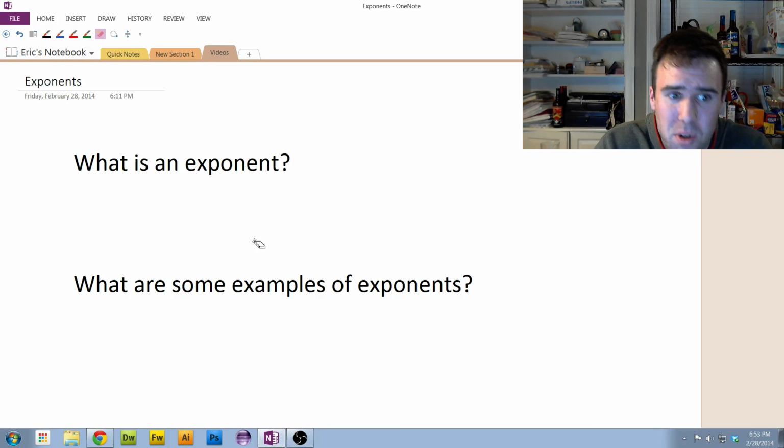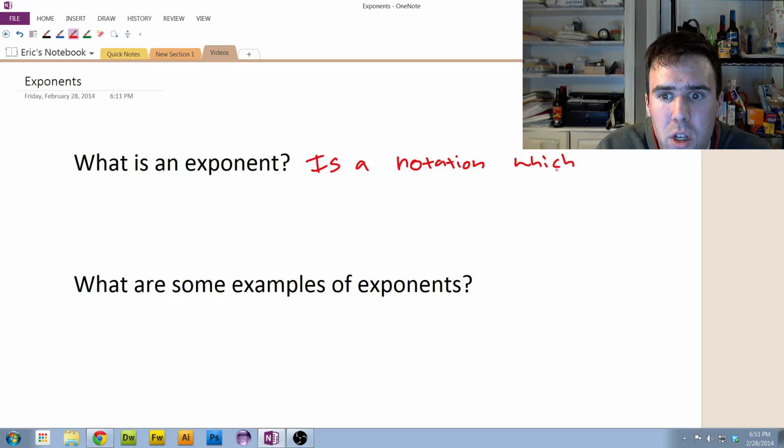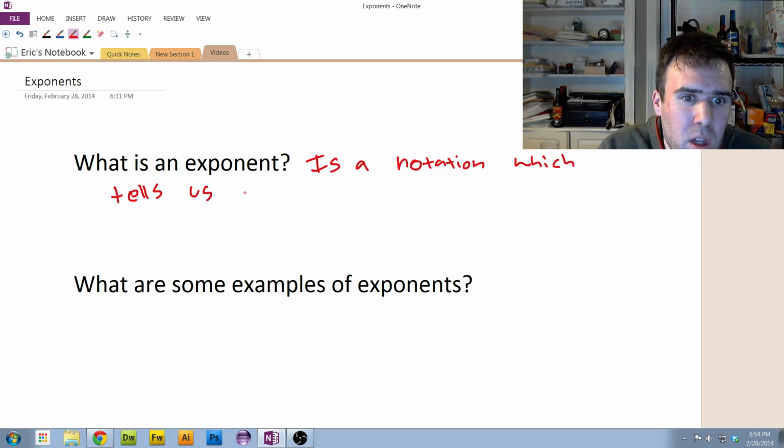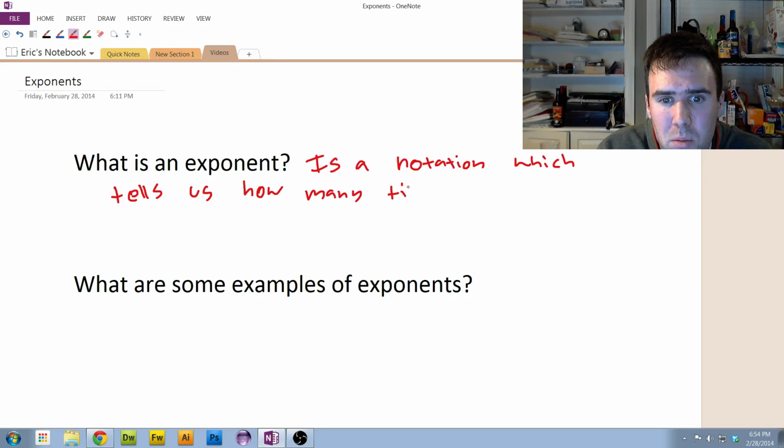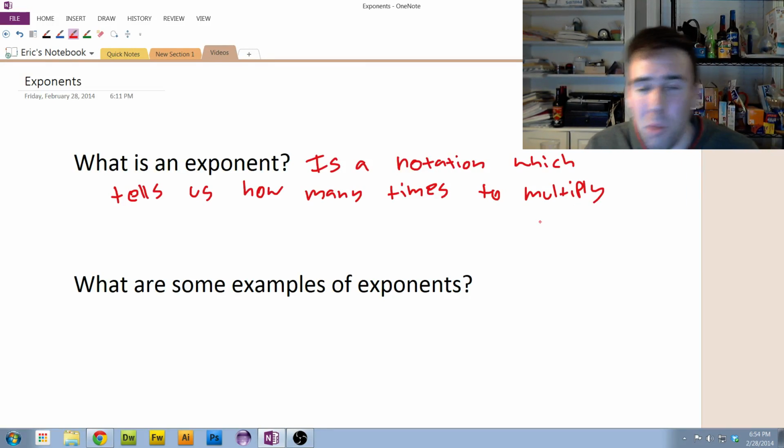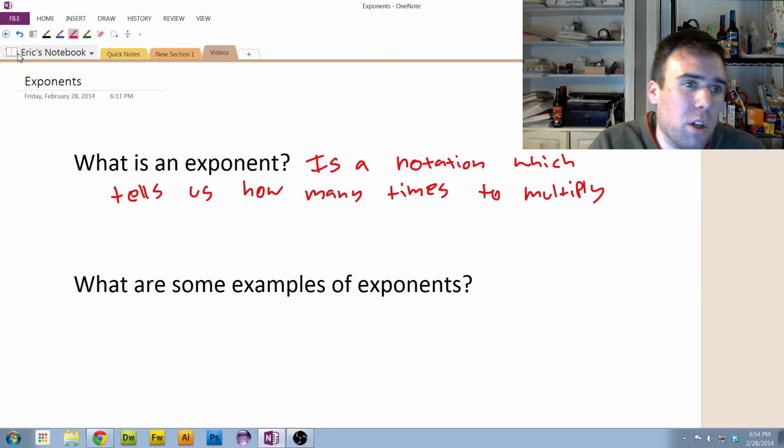What is an exponent? An exponent is a notation which tells us how many times to multiply. Now, multiply by what? We're going to call this the base.